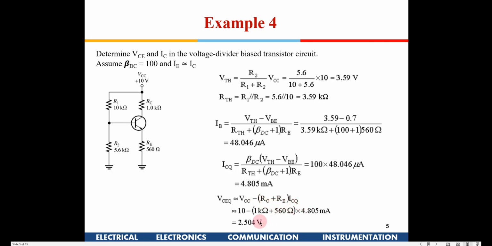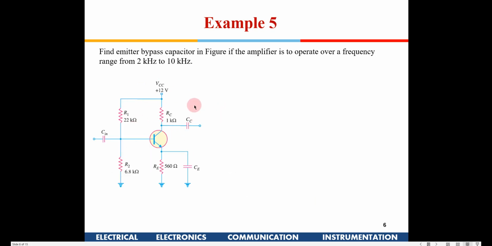Okay, so in decimals there will be some difference. So this is how we compute the DC operating point out here. Now it says find the emitter bypass capacitor in the figure if it has to operate at a frequency of 2 kilohertz to 10 kilohertz. So we have to find out the capacitance CE value so that it can operate from 2 kilohertz to 10 kilohertz.